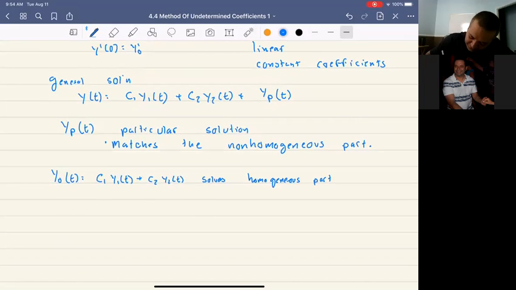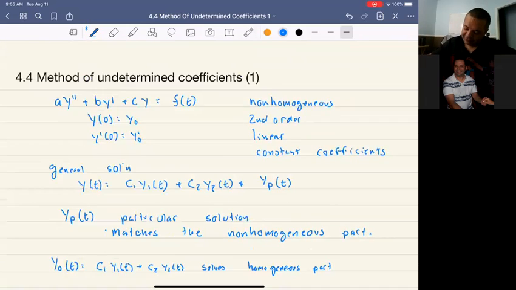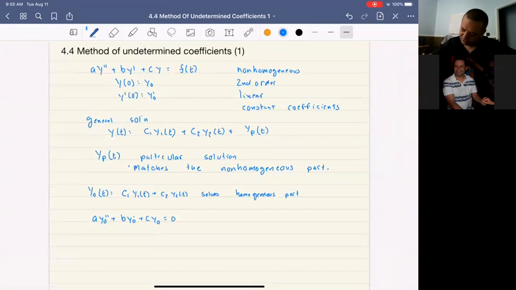So a y0'' + b y0' + c y0 = 0. I don't have a case yet, so let's do an example.